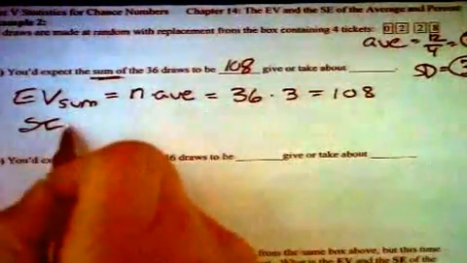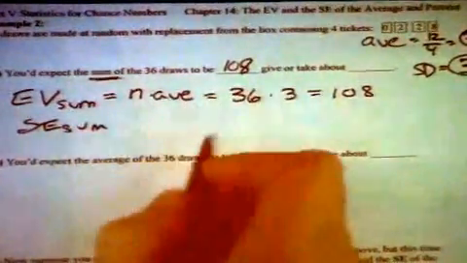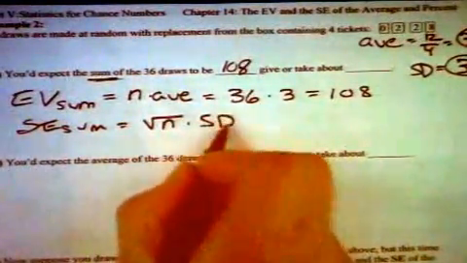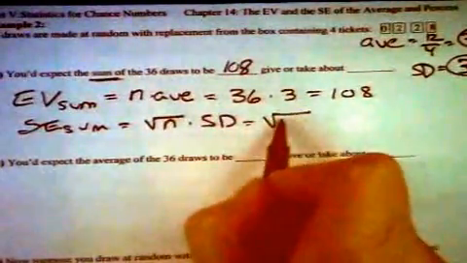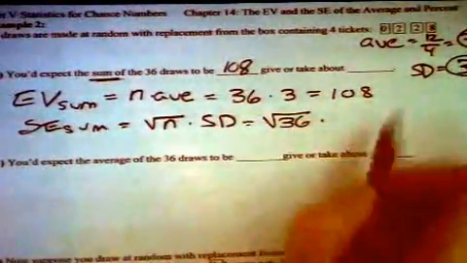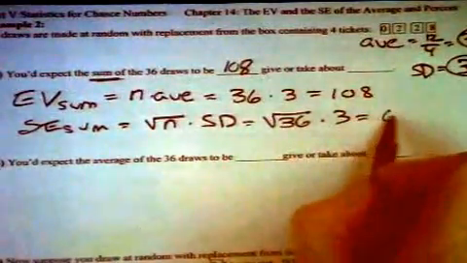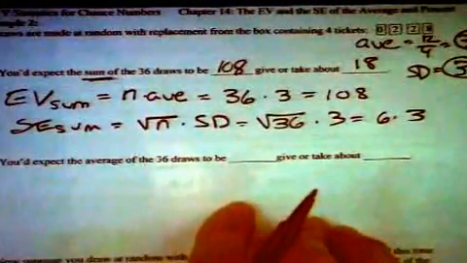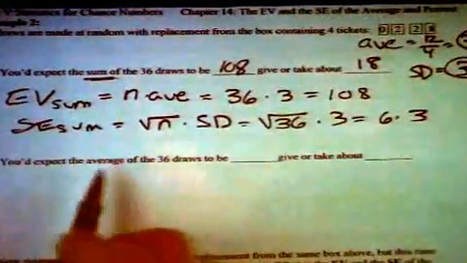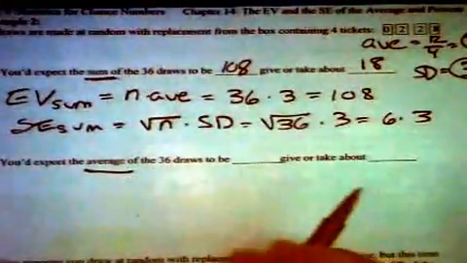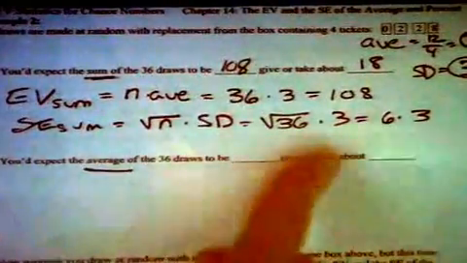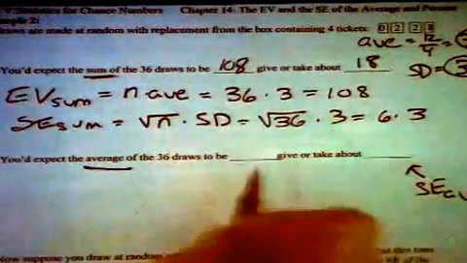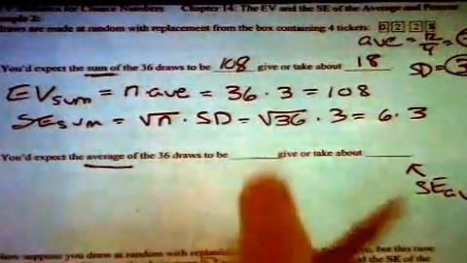And the standard error of the sum, because you're summing things up, every time you do it, you're adding a little more error. It's the square root of n times the standard deviation of the box. So that's the square root of 36 times 3. So that's 6 times 3, 18. Now, how is this one going to be different? You'd expect the average of these 36 draws to be what? And give or take the standard error. What you're going to put in here is just the standard error of the average. And this one's just a no-brainer, the expected value of the average.